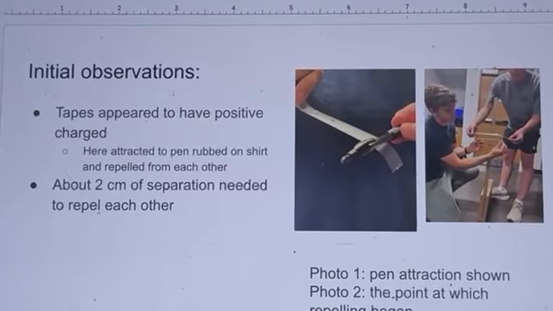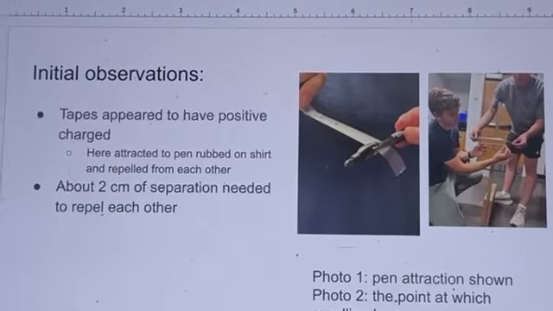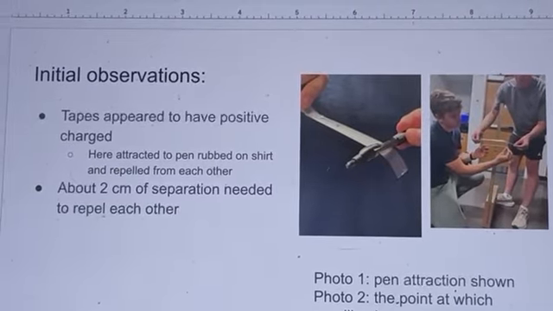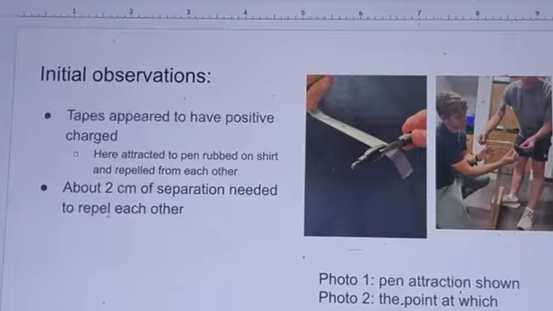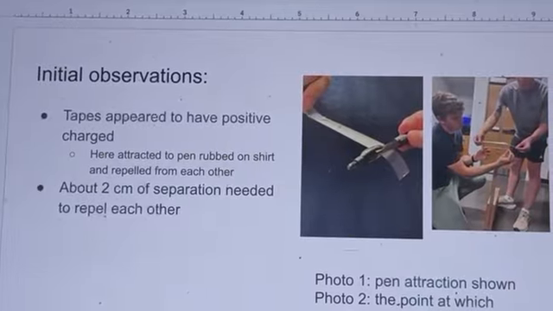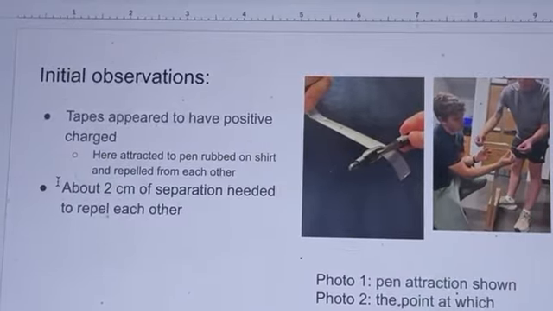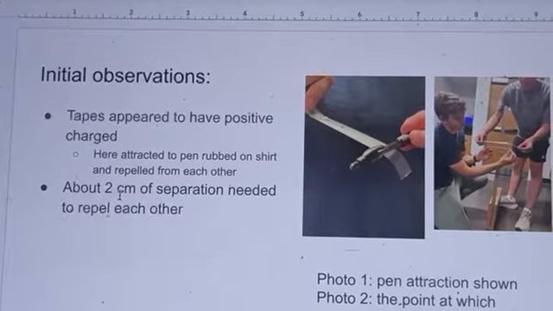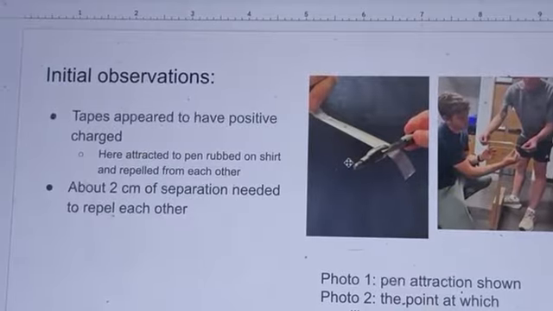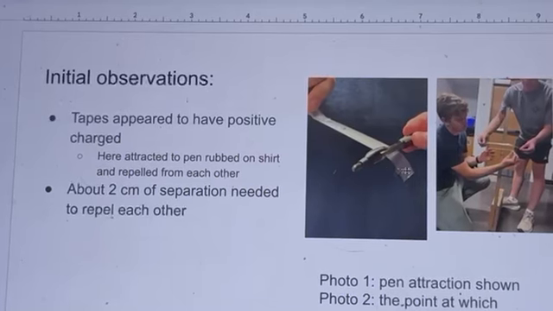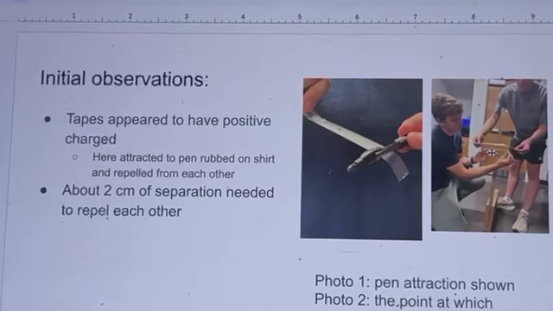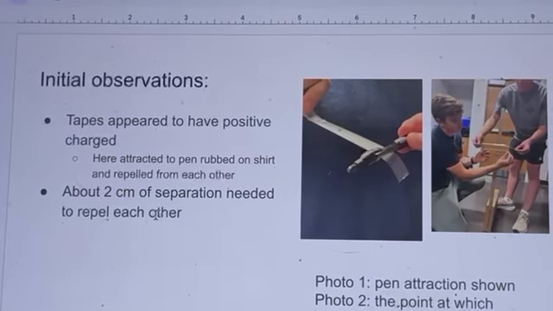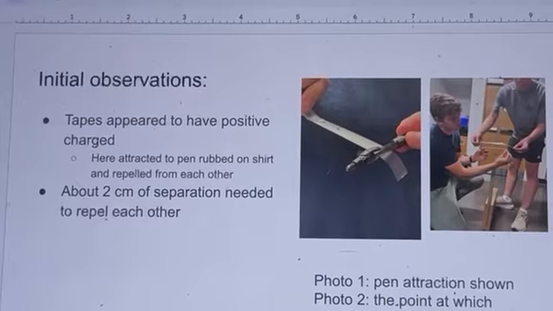In terms of initial observations, the tapes appeared to have positive charges, and so they attracted to the pen when rubbed on a shirt, and they repelled from each other. Those are both shown here. This is the attraction of the pen, and this is the point of about 2 centimeters apart where they started to repel each other.